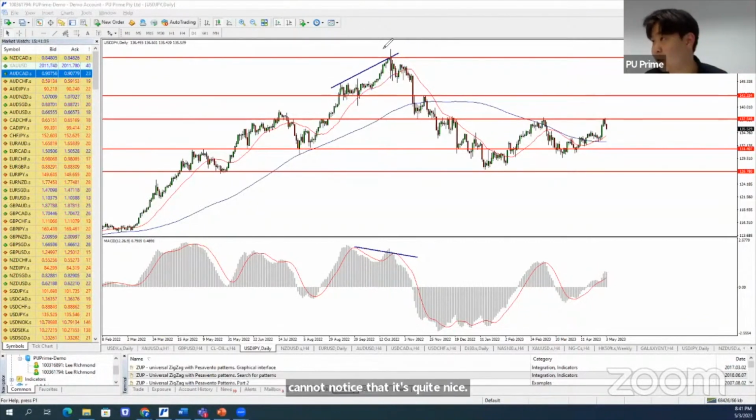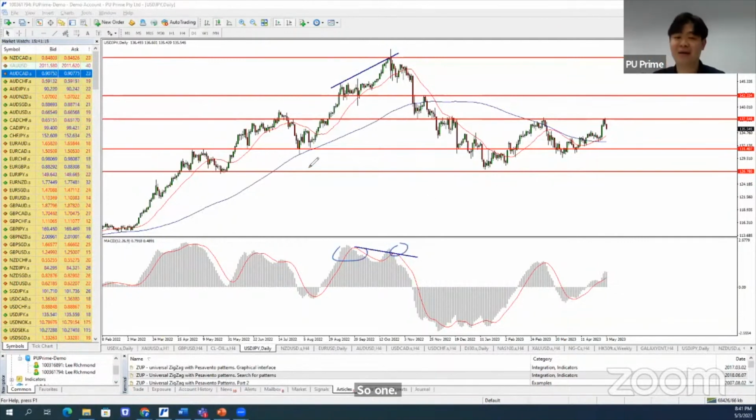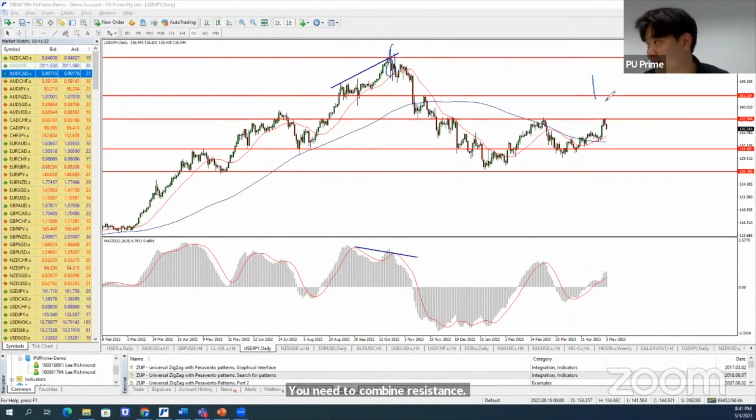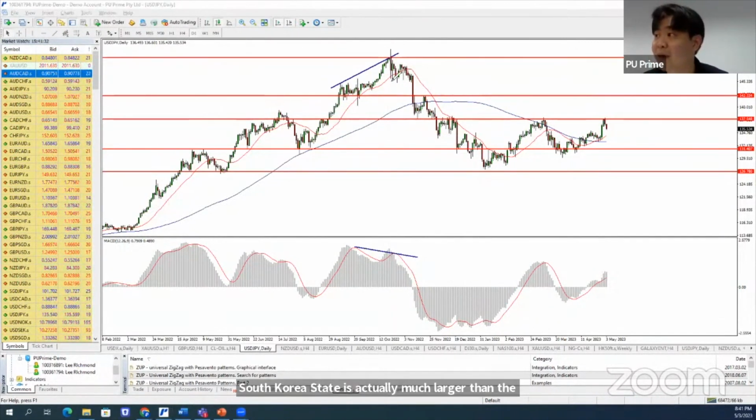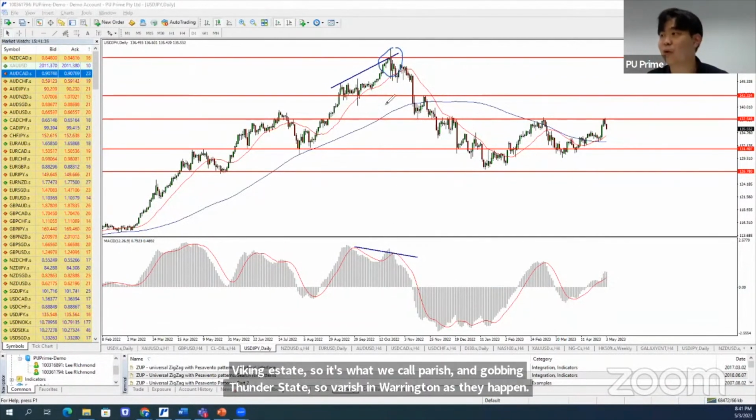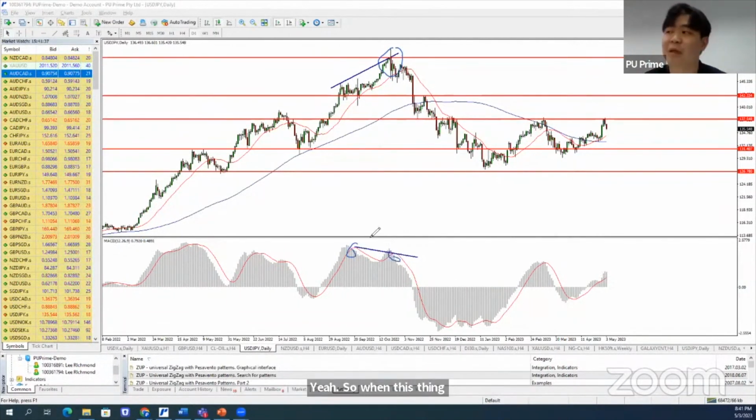The candlestick keeps going up, and then you can notice the MACD, the red color line, going down. So once this happens, you need to combine it with a certain candlestick pattern. And then you can notice the candlestick pattern here. The sell candlestick is actually much larger than the buy candlestick. So it's what we call a bearish engulfing candlestick. The bearish engulfing candlestick happens around here. When this happens and you combine it with this MACD negative divergence, then the overall trend should drop a lot.